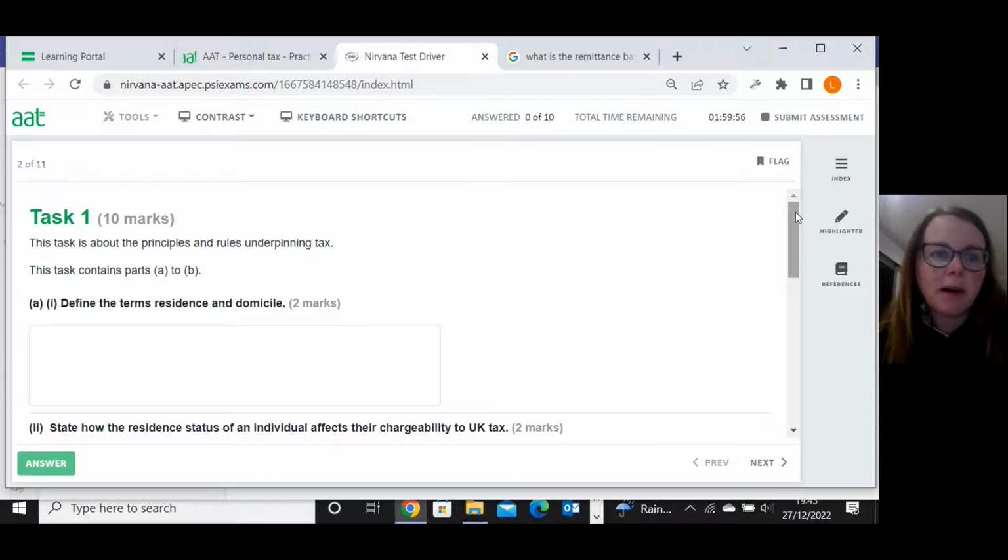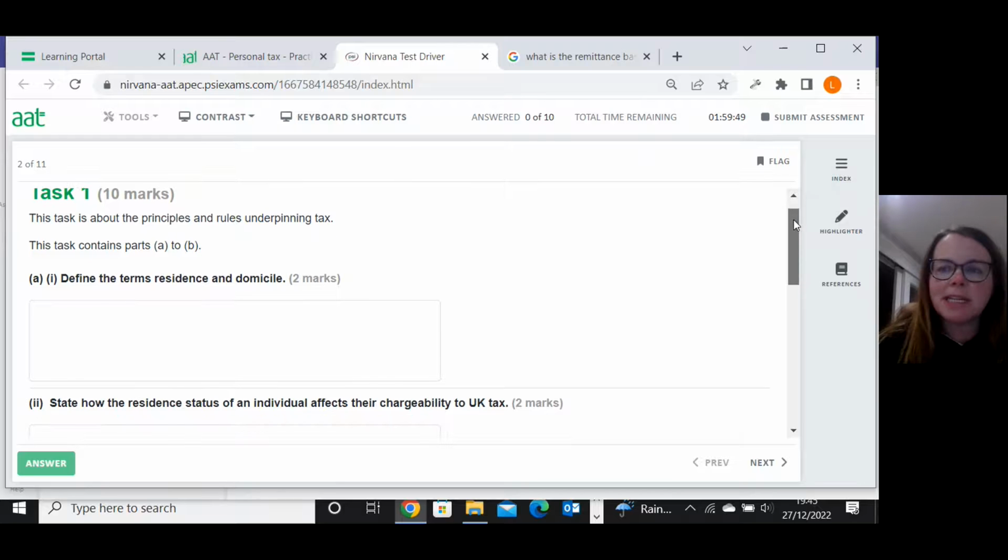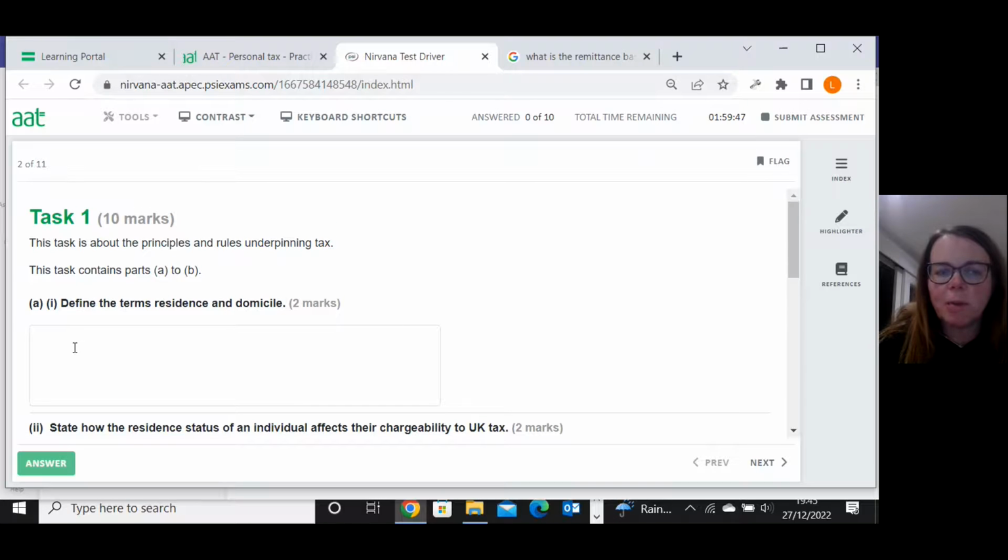Okay, task 1, 10 marks. The only written task about the principles and rules underpinning tax. When I say the only written task, I mean the only one where you actually have to type. There are two other human marked tasks, one that requires you to do an income tax computation and one that requires you to work out the capital gain on the sale of some shares. But this one, define the terms residence and domicile.